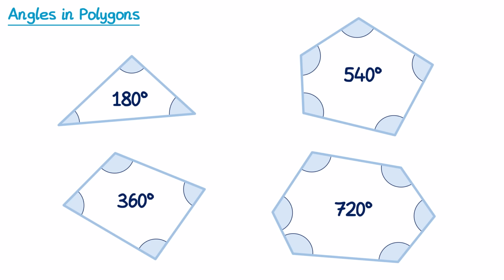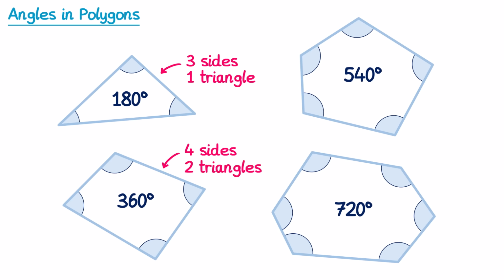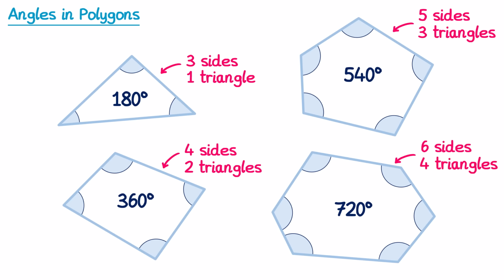So the first shape, the triangle, had 3 sides. And it might seem a little odd to say this, but it was one triangle. The second shape was a quadrilateral which had 4 sides, and we split that one into 2 triangles. The pentagon had 5 sides, and we split that into 3 triangles. The hexagon had 6 sides, and we split that into 4 triangles. Notice how the number of triangles is always 2 less than the number of sides.